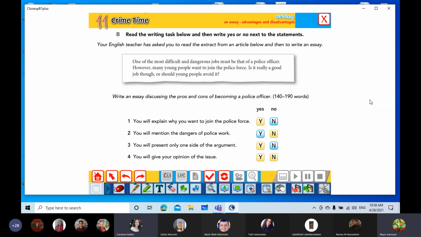You will give your opinion of the issue. Yes, teacher. Yes, because in conclusion, when writing an essay regarding the advantages and disadvantages, we said from the structure that we have to give our own opinion at last, and if we have an advice for the person who is reading our essay. Thank you, dears.